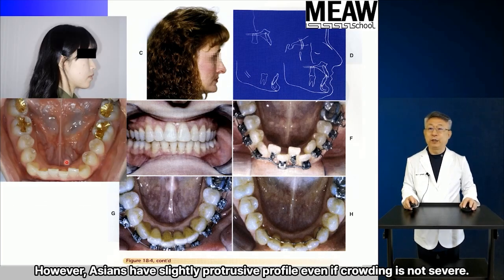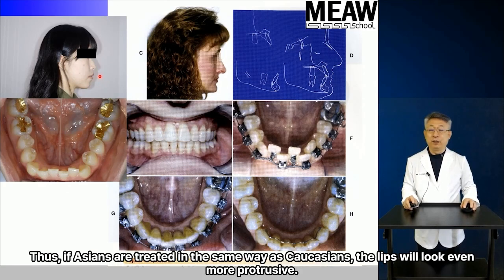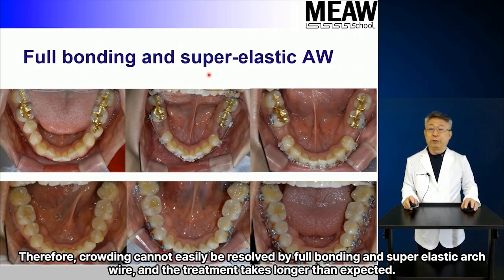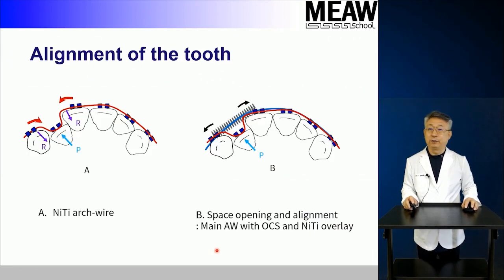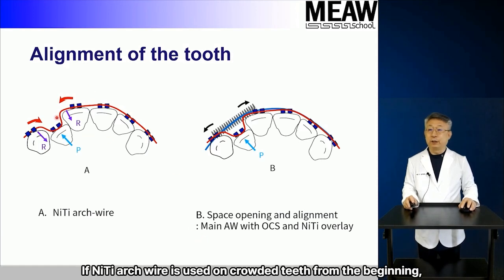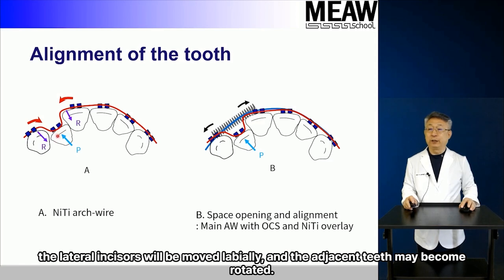However, Asians have slightly protrusive profile even if crowding is not severe. Thus, if Asians are treated in the same way as Caucasians, the lips will look even more protrusive. Therefore, crowding cannot easily be resolved by full bonding and superelastic arch wire, and the treatment takes longer than expected. If Nitai arch wire is used on crowded teeth from the beginning, the lateral incisors will be moved labially, and the adjacent teeth may become rotated.